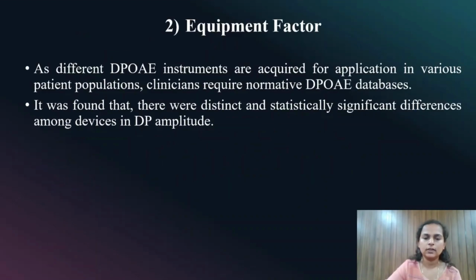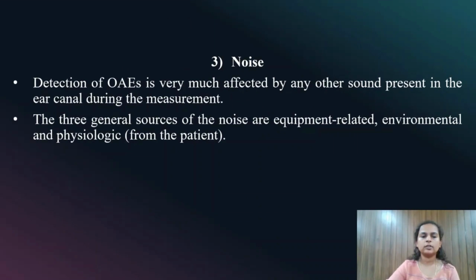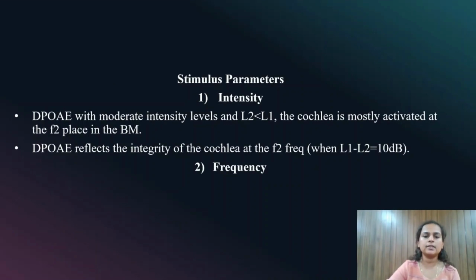Equipment factor: as different DPOAE instruments are acquired for applications, it was found that there were distinct and statistically significant differences among devices in DP amplitude. Noise affects OAE recordings from 3 general sources: equipment related, environmental related, and physiological related. Stimulus parameters, both intensity and frequency, affect DPOAE.